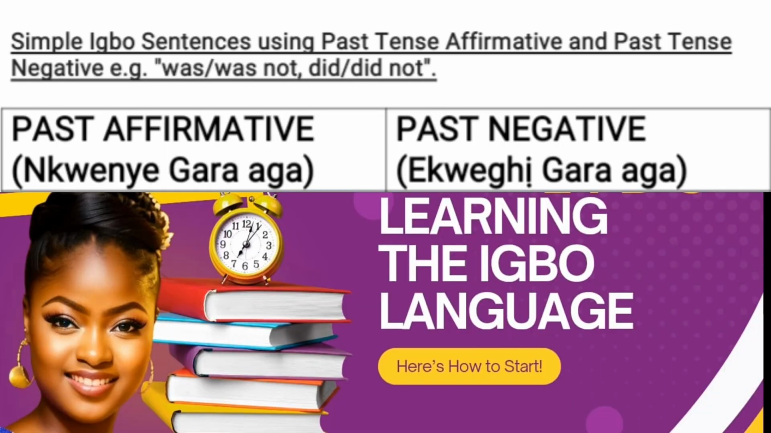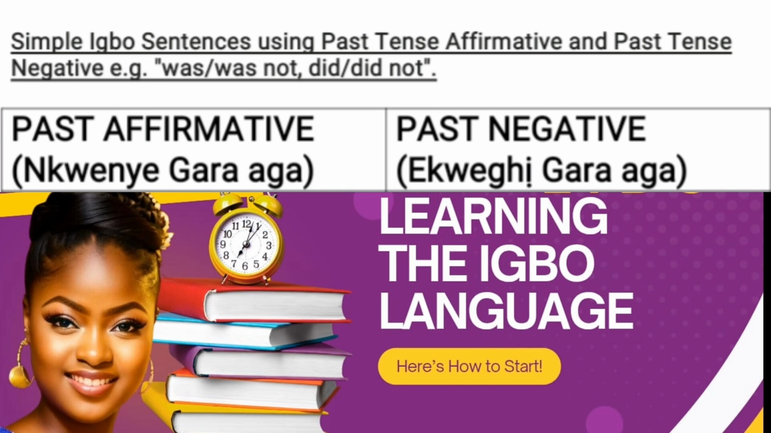Next, we are going to look into the simple Igbo sentences using past tense affirmative and past tense negative. For example, was not, did not. In Igbo words, we call it nkwenye gara aga. Past affirmative. While for the past negative, we have ekweghị gara aga. Past negative.